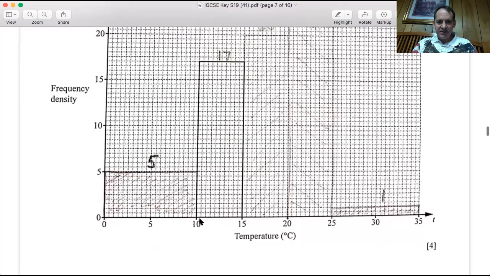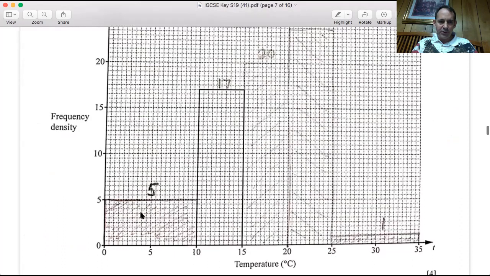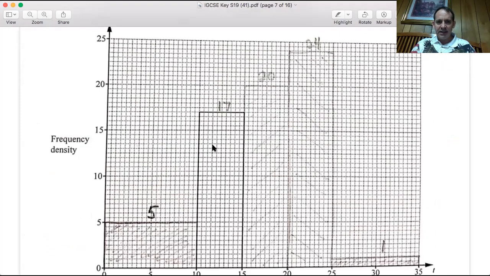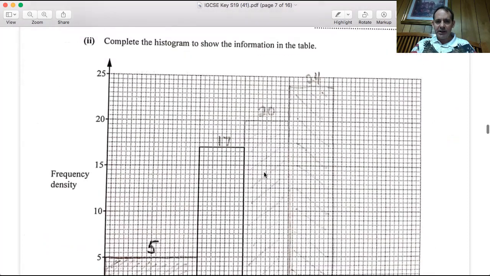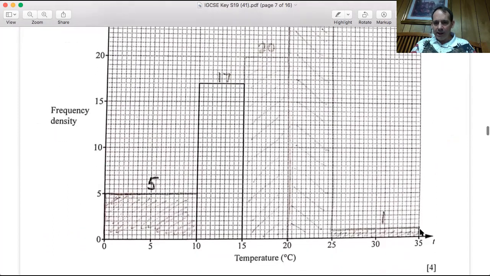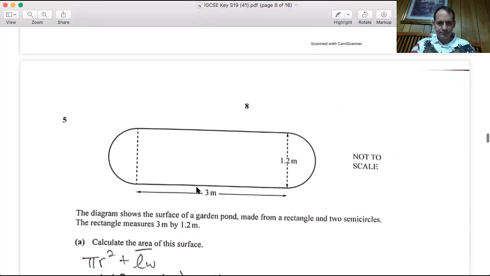So from 0 to 10, your x-axis just follows these boundaries. So 0 to 10, 10 to 15, 15 to 20, that's your x-axis values, and the frequency density is your y-axis. So from 0 to 10 had a frequency density of 5, from 10 to 15 had a frequency density of 17, from 15 to 20 had a frequency density of 20, and then 24, and then 1 for that last section. And so frequency density is frequency divided by class width.